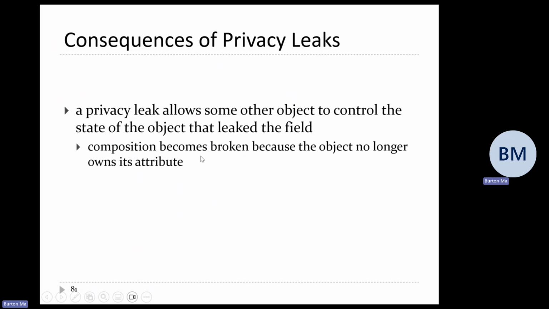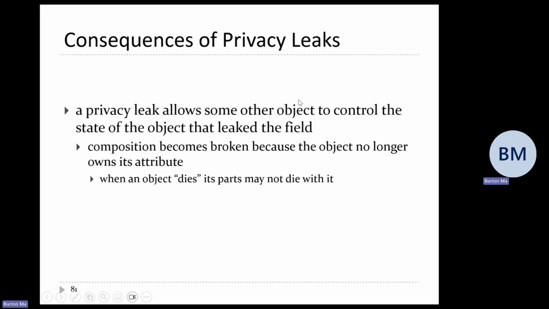Basically, if you have a composition and you have a privacy leak, then you no longer have a true composition. Your object no longer owns its own fields. If you're done with the object, at some point it gets cleaned up. Then when that object dies, the parts might not die with it. If you leak a reference to one of the internal parts and someone still has a reference to that part, it doesn't go away when your object goes away. Okay.